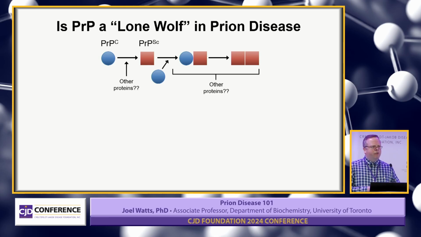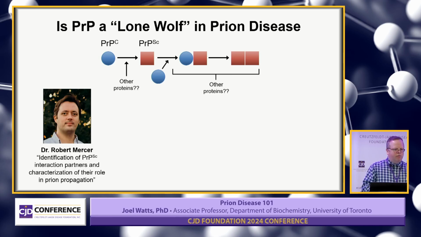And so two of the talks you're going to hear tomorrow are from researchers who are taking very different approaches to tackle the same question: are there other proteins that are involved in prion disease? First you'll hear from Dr. Robert Mercer, who is going to talk about trying to find proteins that bind specifically to PrPSc. We know many proteins that bind specifically to PrPC, and none of them so far have been involved in prion replication. However, by identifying molecules that bind to PrPSc, he hopes to apply the guilt by association principle: if a protein binds to PrPSc, it's most likely somehow related to prion replication.